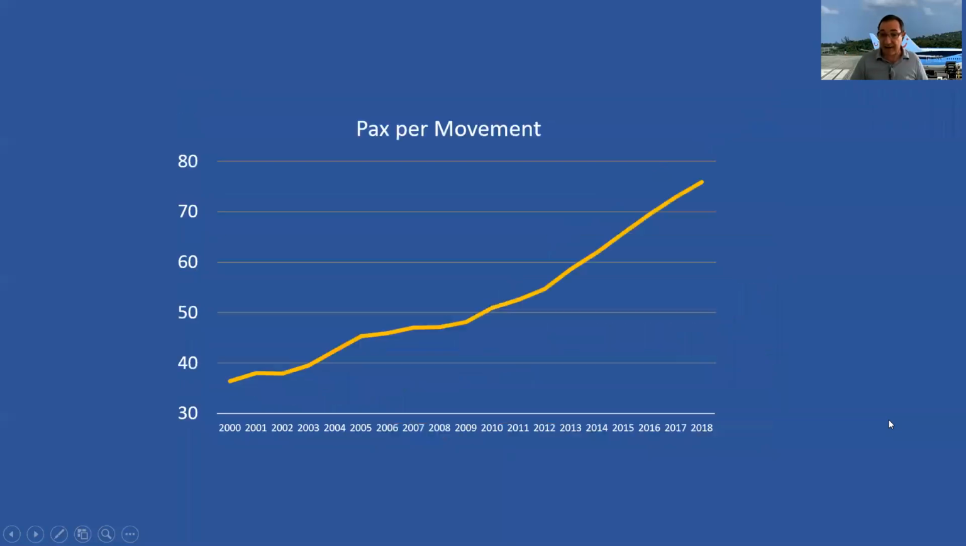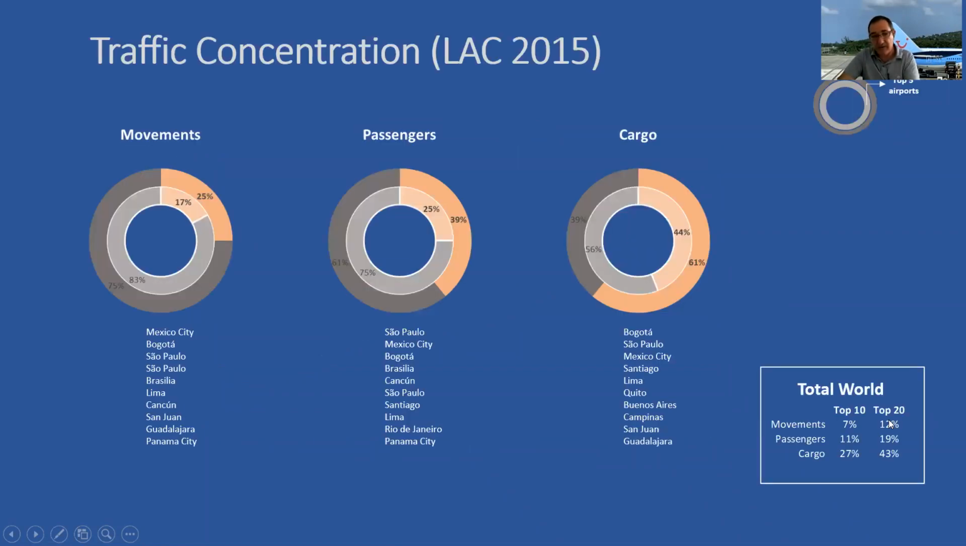And as a result of that, that is actually shown here. Passengers per movement have gone up tremendously in Latin America. The average number of passengers per aircraft is almost double today what it was in the year 2000. That means larger aircraft and higher load factors. Very interesting. I don't know if you were aware of that, but it's a very interesting characteristic of the industry right now. And so let's have an answer to the question that we just threw at you.